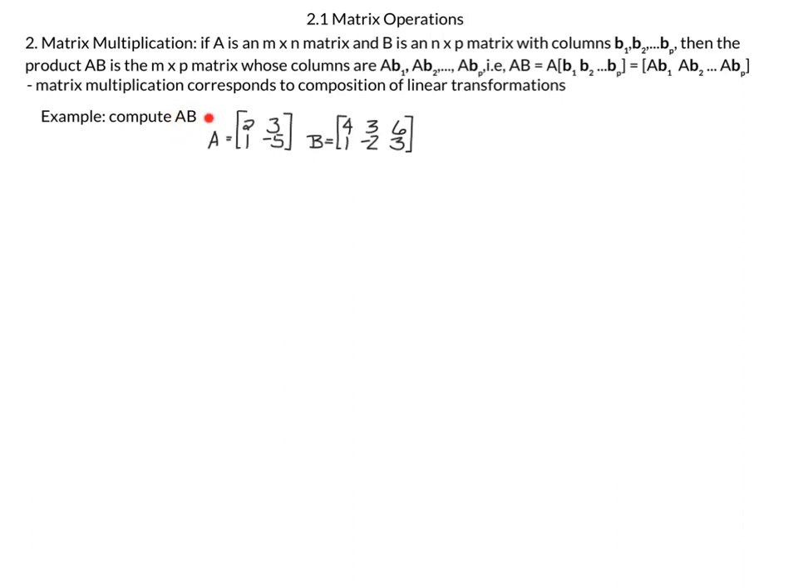First is to compute A times B when A is equal to the matrix [2, 1; 3, negative 5], and B is equal to the matrix [4, 1; 3, negative 2; 6, 3]. The first thing to notice is A is a 2 by 2 matrix, and B, there's 2 rows, 3 columns, so it's 2 by 3.